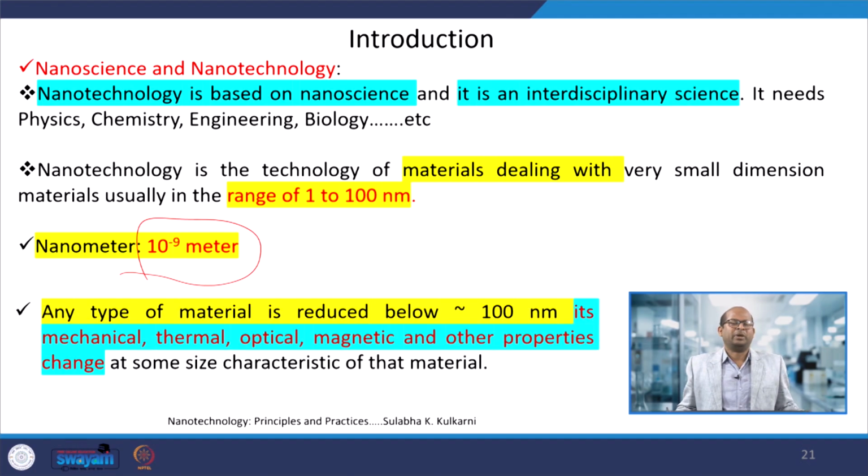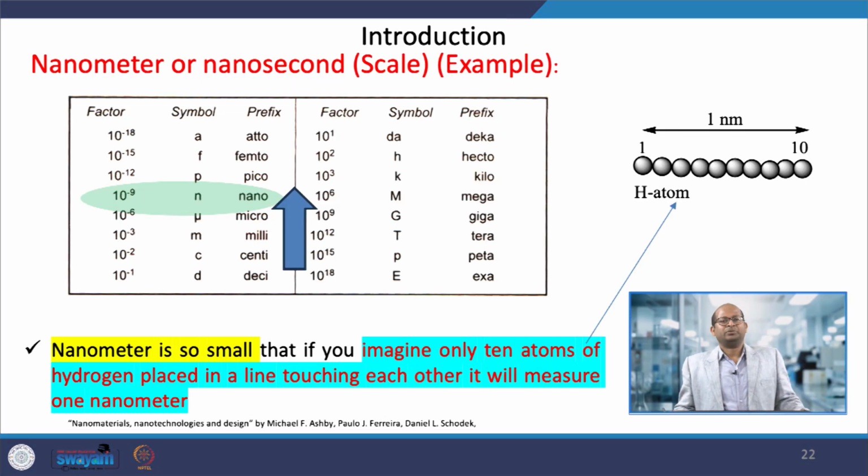For any type of material, once its dimensions are reduced to smaller sizes, its properties change, meaning its mechanical, thermal, optical, and many other properties change. Therefore, if we apply that material for specific applications, it will give different results from what we expect from the conventional materials that we are going to use.